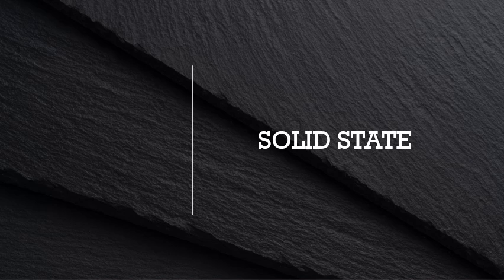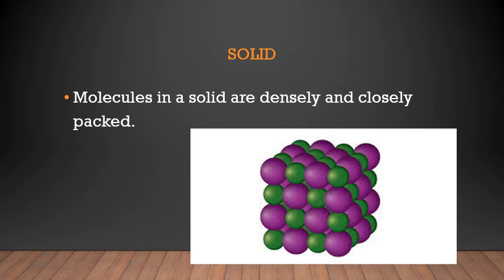First, we are going to see what is a solid state. Solid state means the molecules in a solid are densely or closely packed. Densely or closely packed means it's very close to each other. It's very hard to break the bond between the molecules. They're very close and there is very little space in between the molecules. You can see a picture on your screen right now. That is an illustration of the molecules of a solid. It's densely packed, closely packed, right next to each other.